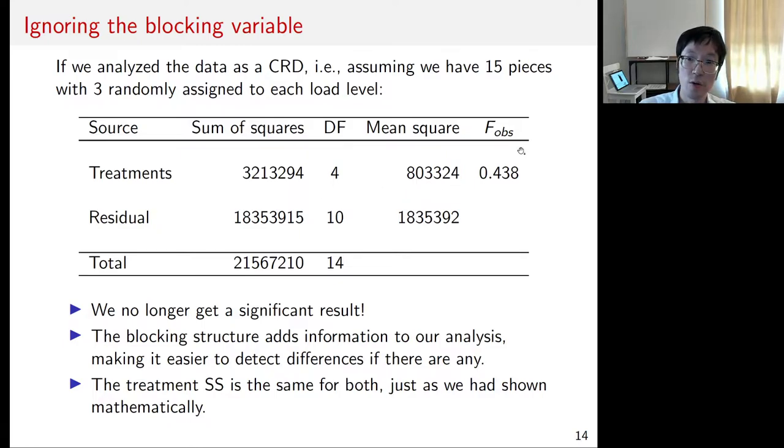Key thing here, notice that the F statistic is now minuscule, it's only 0.4. And that's because this mean square residual, or sigma squared hat, is now very large because we did not account for blocking. So in this case, we would incorrectly conclude that there is no difference between the treatments, which is simply because we were unable to detect any differences in the treatments without properly blocking. That's a key takeaway from here.